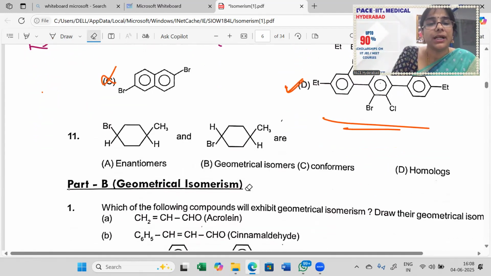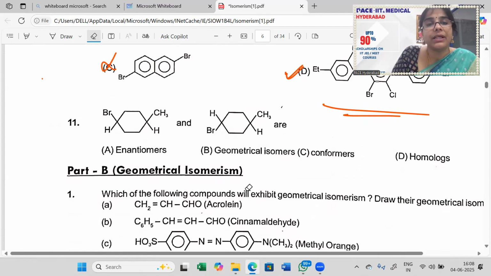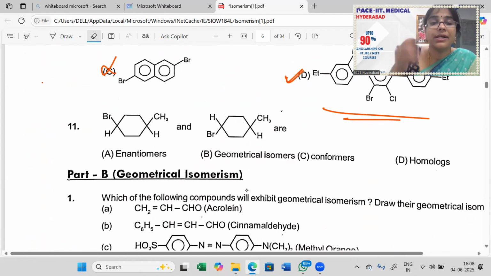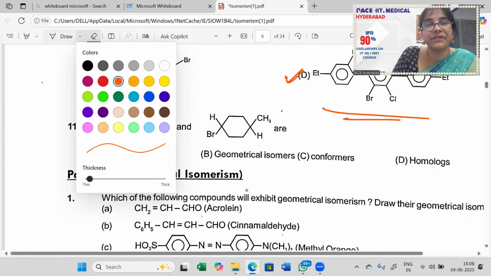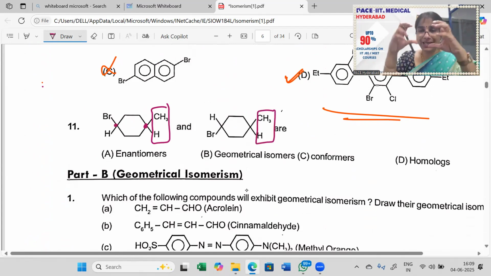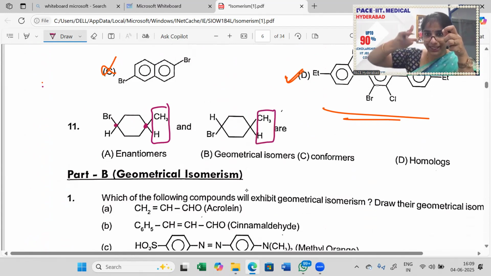The next question, question number 11. What are these two figures? This figure and that figure, option A and option B, what are they? So whenever you have the sites, please check the site. On this side, you have CH3 and H. And on this left side also, you have this. So if these both are fixed, CH3 and H, here also CH3 and H. So one side you fix it and the other side you rotate it. Then they are your geometrical isomers.